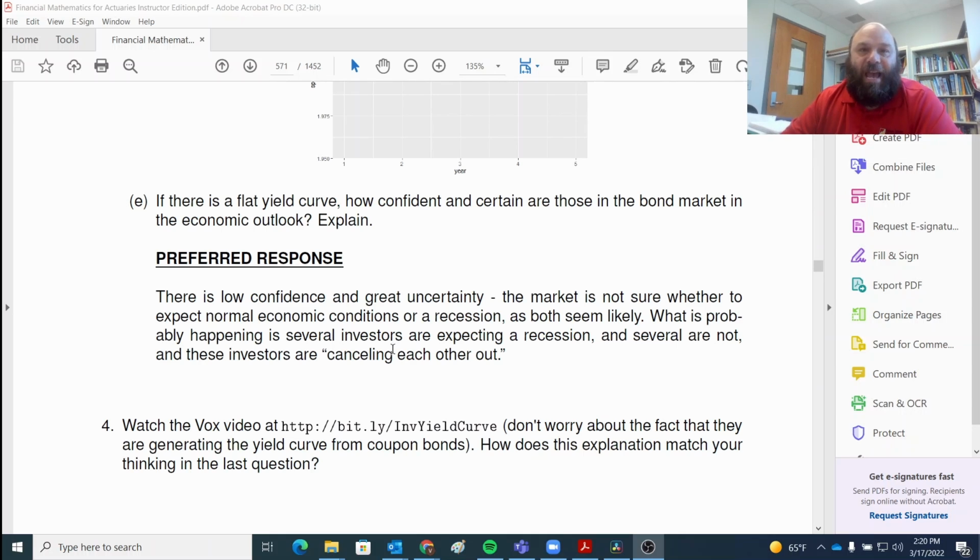So that concludes this activity. The last thing I'd like you to do, and I'm going to put it into Canvas as a separate video, is watch this Vox video about inverted yield curves. It'll say a little bit more about how to understand what the bond markets are signaling in terms of their expectations. And by the way, they are generating yield curves from coupon bonds. We're going to do that in the next activity, although not in the next video. But we'll get to that. There's a method called bootstrapping that we'll do. Don't let that bother you. You can just ignore the fact that they're talking about coupon bonds and pretend you're dealing with zero coupon bonds, and you'll get exactly the right message out of the video.